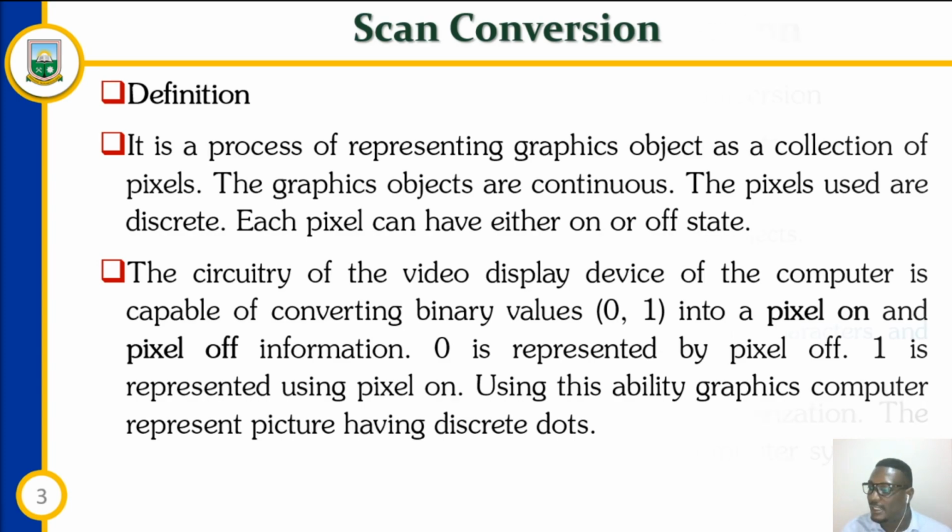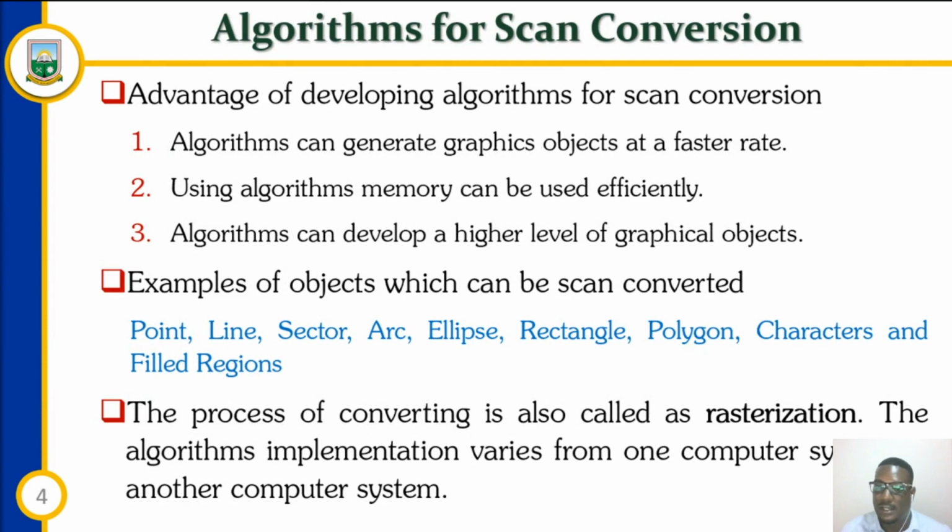Now, there are advantages of developing algorithms for scan conversion, and these are the 3 main advantages. The first one is centered on the generation of graphic objects at a faster rate. When you have an algorithm created, it's very easy to generate a graphic object as fast as possible.